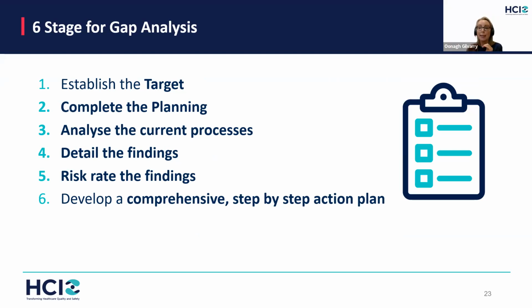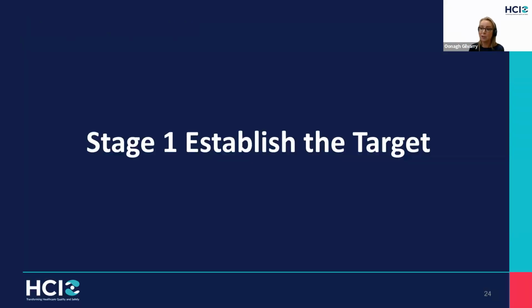So we're going to establish a target. We're going to complete some planning. We're going to analyze our current processes. Then we're going to report those findings, and we're going to risk rate them. And then we're going to look at an action plan, and we're going to look at each of these individual stages. So what is our target?